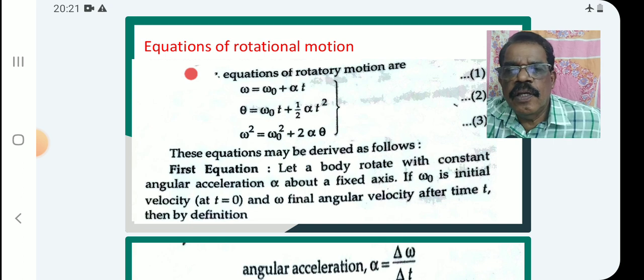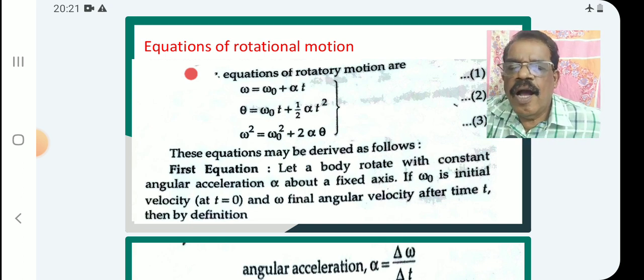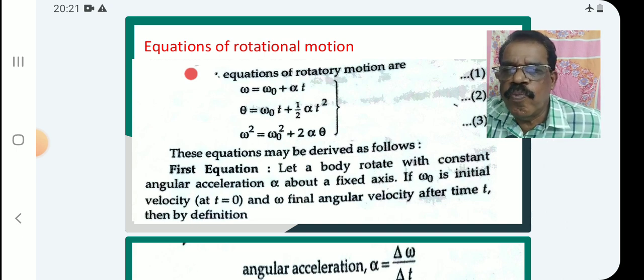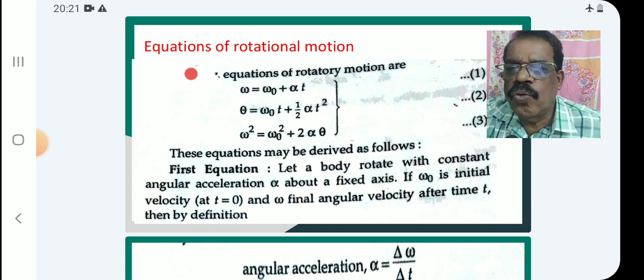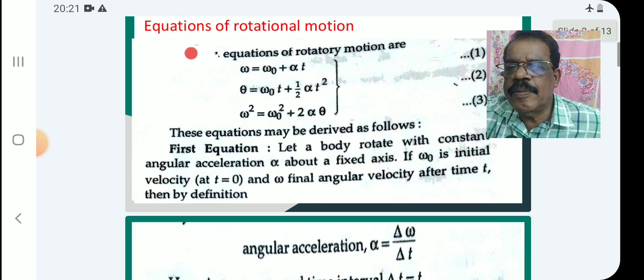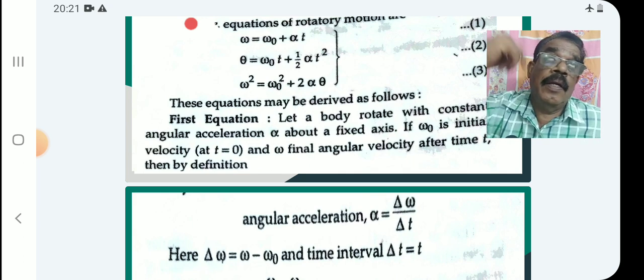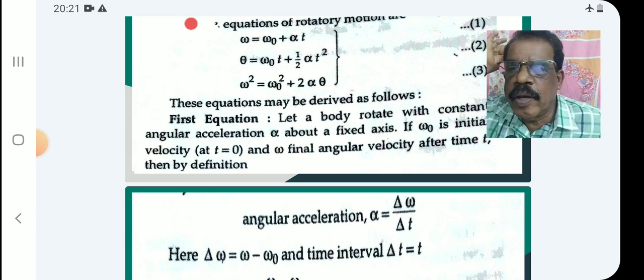Omega 0 is the initial angular velocity, omega is the final angular velocity, alpha is the angular acceleration which is uniform, t is time, and theta is the angular displacement. These equations may be derived as follows. First equation, omega is omega 0 plus alpha t. The first equation is omega is omega 0 plus alpha t.